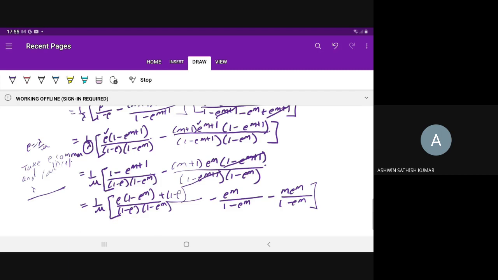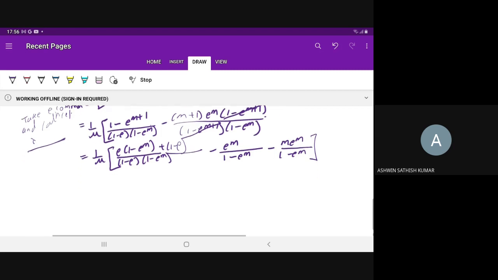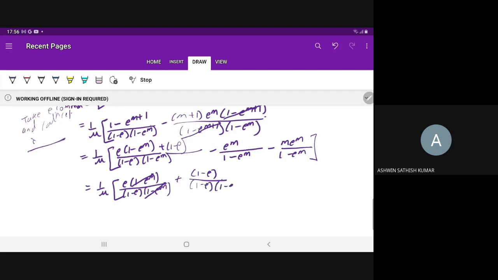The benefit of writing in separate fractions is in the last line: 1 upon mu. This can be written as rho times 1 minus rho to power m upon 1 minus rho to power m, so this will cancel out. Plus 1 minus rho upon 1 minus rho to power m, so this cancels out. Minus rho to power m upon 1 minus rho to power m, minus m rho to power m upon 1 minus rho to power m.